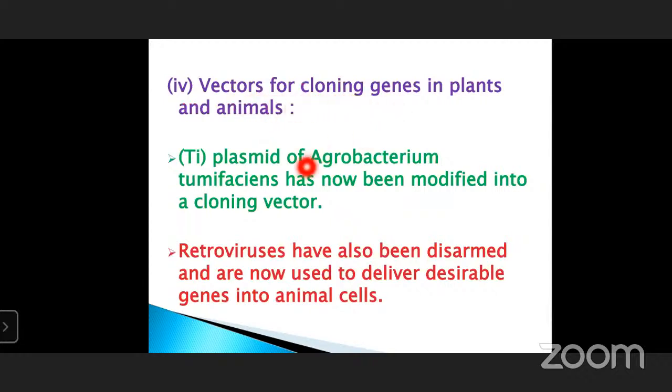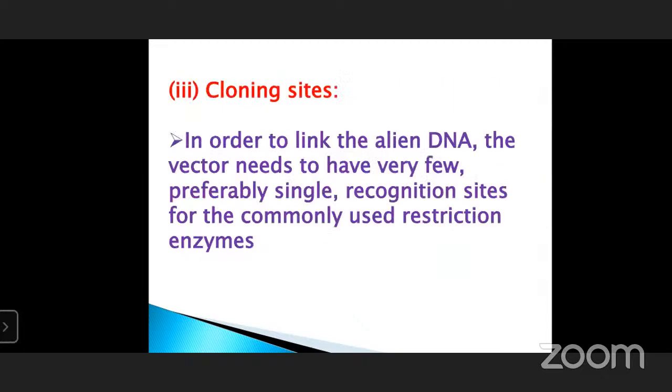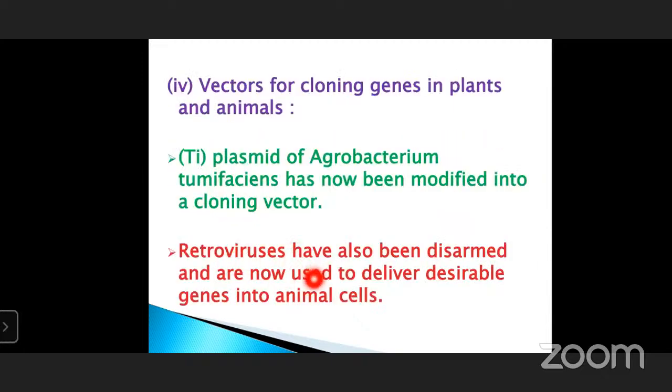Now, the vectors most commonly used in plants and animals. The first common vector is the Ti plasmid, the tumor-inducing plasmid, which is present in Agrobacterium tumefaciens bacteria. It is used in plants after modifying it as a cloning vector. In the case of animals, retroviruses are most commonly used as vectors. In the case of plant cells, the Ti plasmid is used as vector.